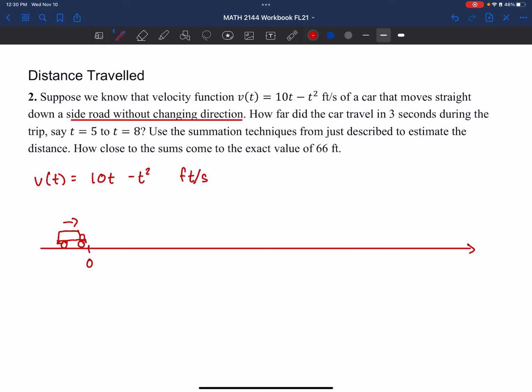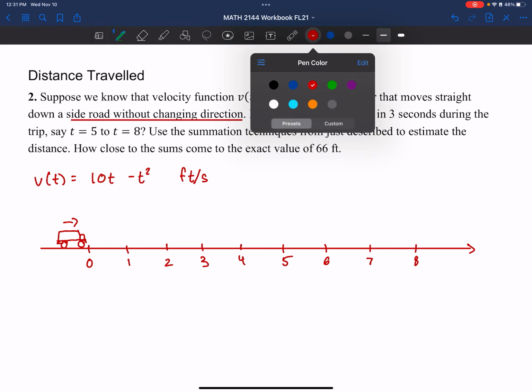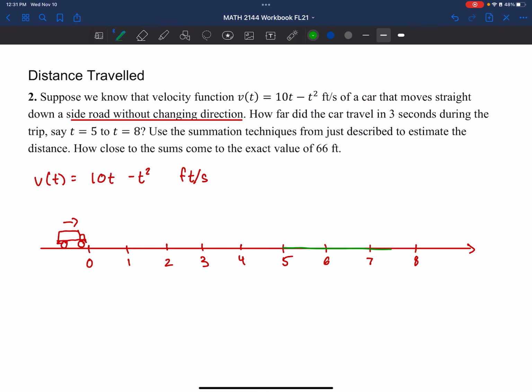So let's get to the right interval. There's going to be 1, 2, 3, 4, 5, 6, 7, and 8. The part of the trip that we're concerned about is this little distance right here from 5 to 8. So, funny looking road, it has little tick marks and numbers on it, but I think it illustrates the problem well. So this is already pretty nice. Let's just go ahead and use a time interval, or delta t, of 1 second.